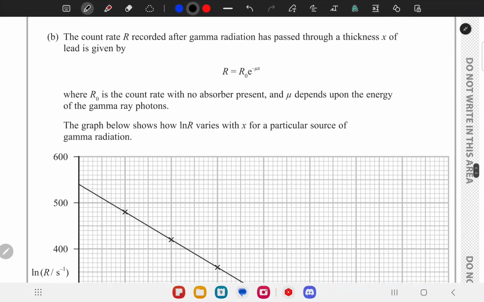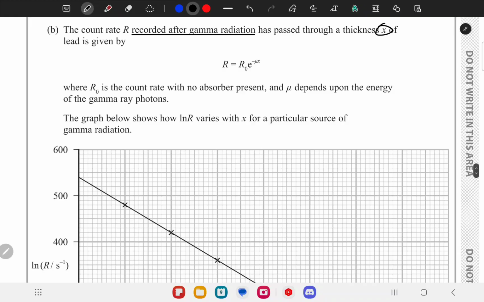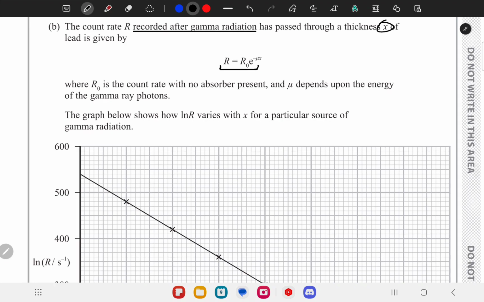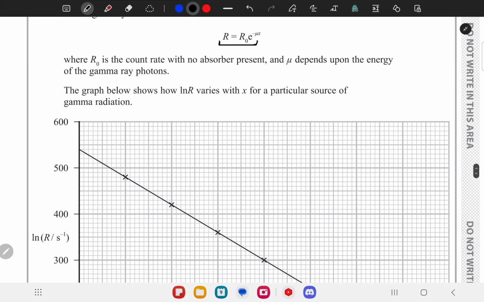Now moving on to part B, we are told that the count rate R is recorded after gamma radiation has passed through a thickness of X. This is the equation of the count rate with respect to the thickness. R0 is the count rate without any absorbance, and mu depends on the energy of the gamma radiation. We are given a graph of ln R against X.